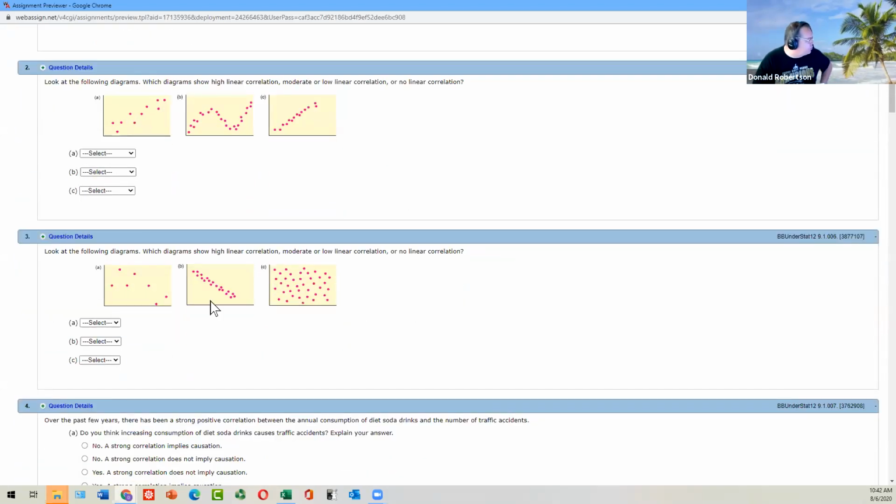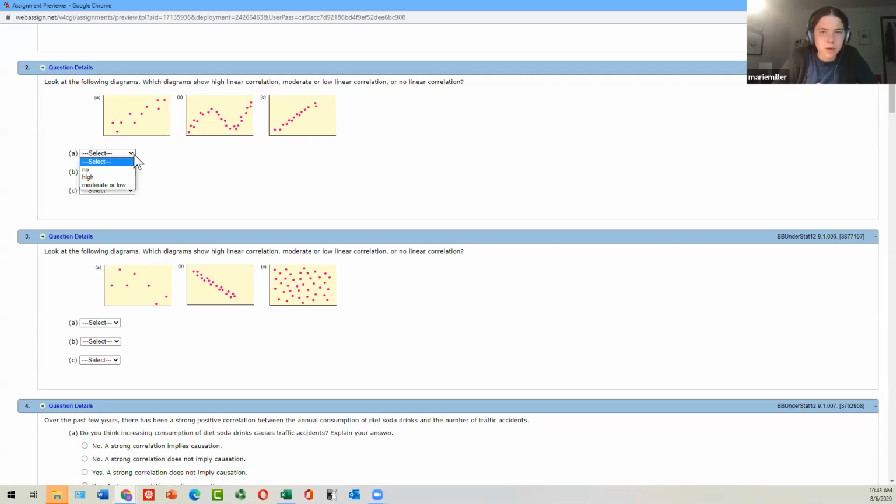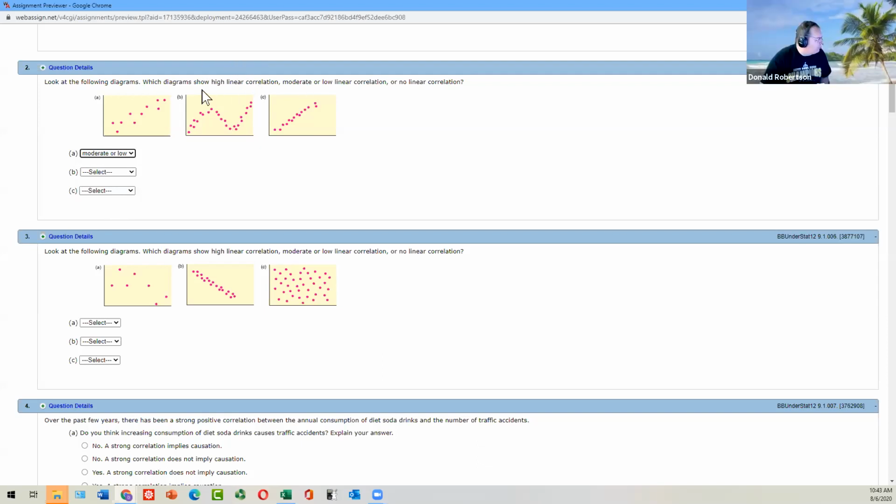Right, here are 2 bunches of questions, essentially the same ones. And we're going to choose between moderate, low, or no linear correlation, right? So, A, no correlation, high, or you can choose moderate or low. What do you think A looks like? Moderate or low? Agreed. Let's hold off for B.